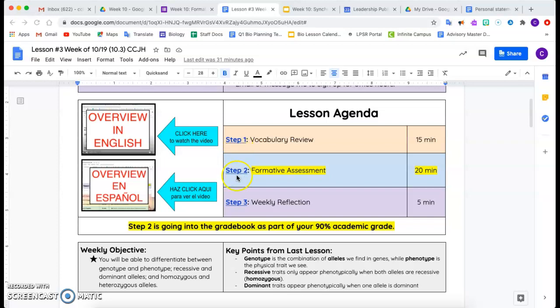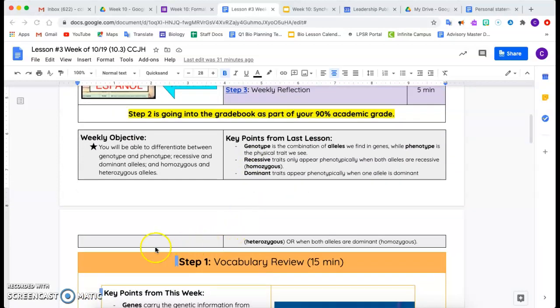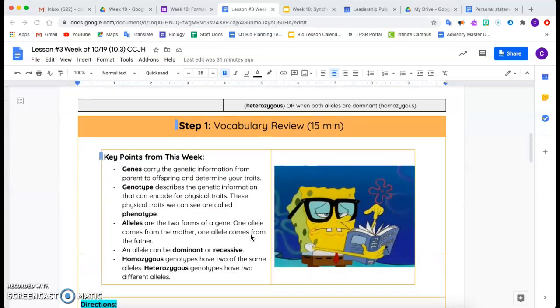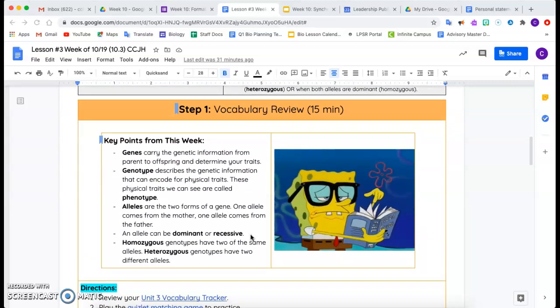The agenda only has 3 parts. So a vocab review to get you ready for step 2, the formative assessment, and then step 3, a quick weekly reflection. The weekly objective is the same, but here are some key points from the last lesson. So these are a few definitions of our new vocab, and if it's confusing at all, please go back to lesson 2 of this week and make sure that it all makes sense. All right, so step 1 is your vocab review. Here are some of the key points from this week.